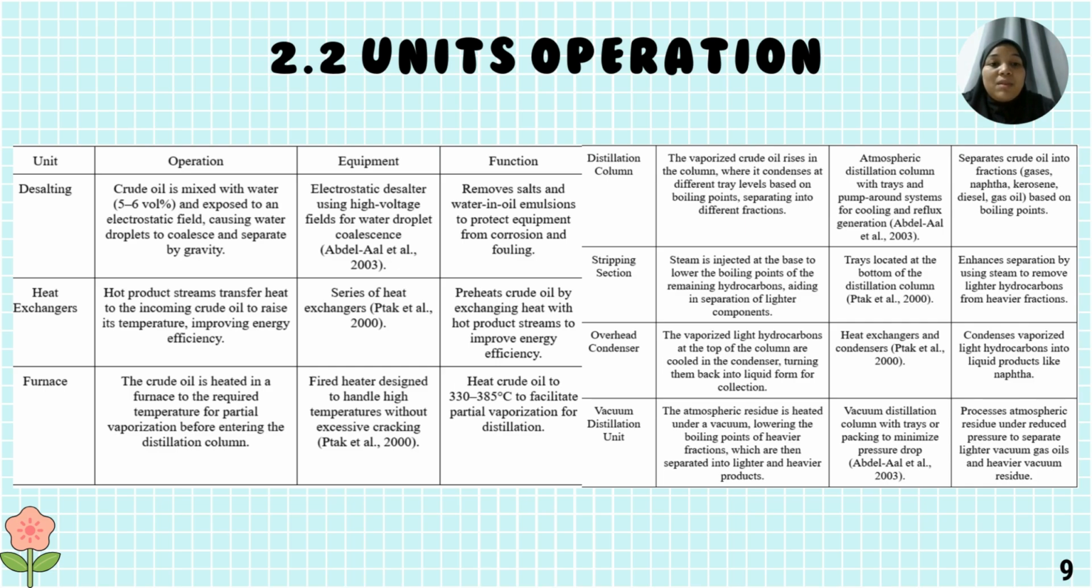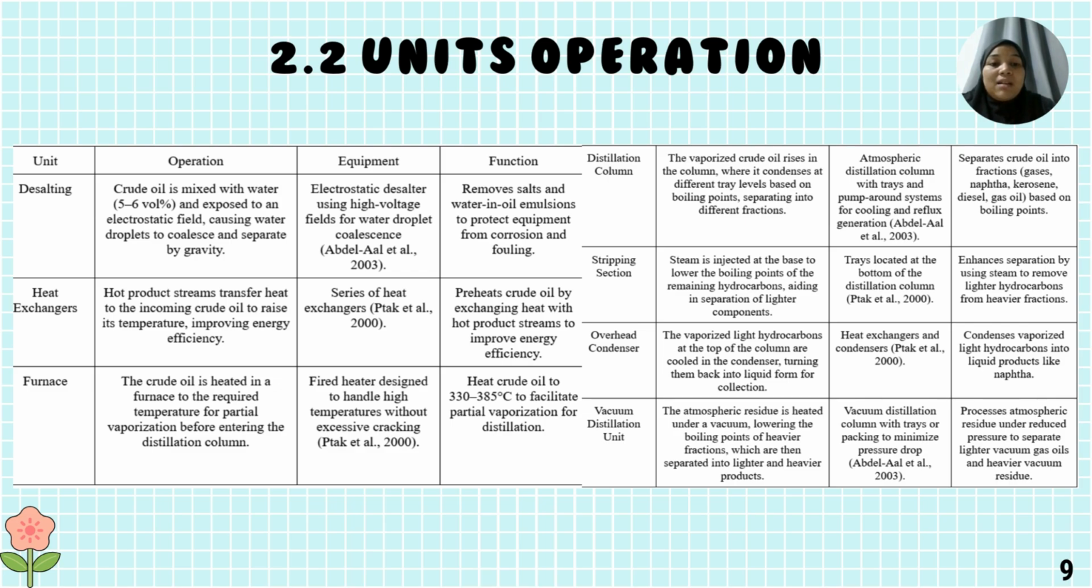the boiling points. And then the stripping section, where steam is injected at the base to lower the boiling points of the remaining hydrocarbon, aiding in separation of lighter components. So the equipment is trays located at the bottom of the distillation column to enhance separation by using steam to remove lighter hydrocarbons from heavier fractions. And then the overhead condenser. The vaporized light hydrocarbons at the top of the column are cooled in the condenser, turning them back into liquid form for collection. And the equipment is heat exchangers and condensers. It condenses vaporized light hydrocarbon into liquid products like naphtha.